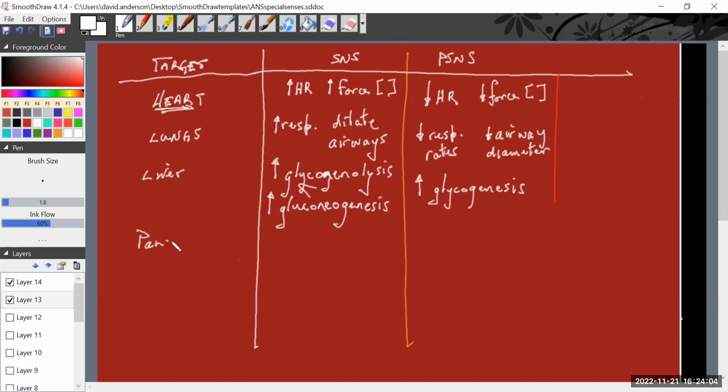Now, in that picture we saw that the pancreas was involved. We're going to talk about the pancreas more when we do the endocrine system, but one of the things it is responsible for is producing a hormone called insulin. Insulin reduces blood glucose levels, so during fight or flight we don't want that. We're going to see that insulin is going to be inhibited.